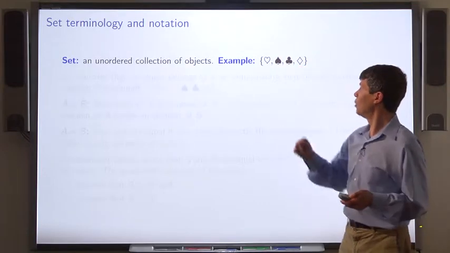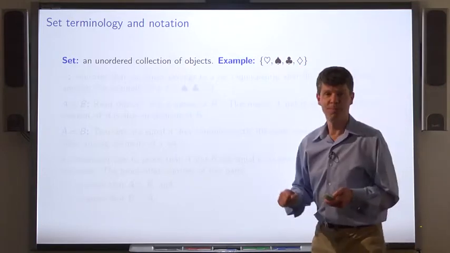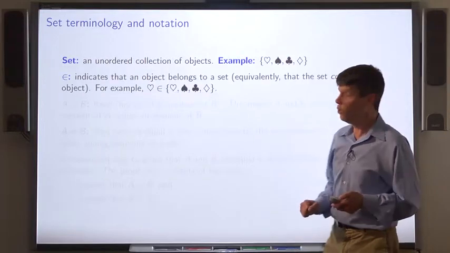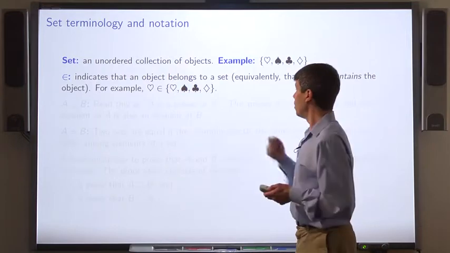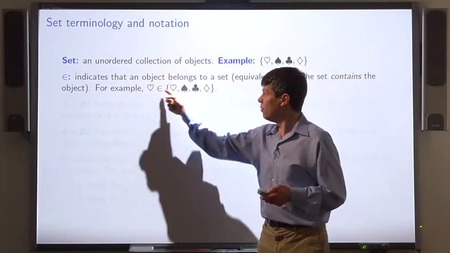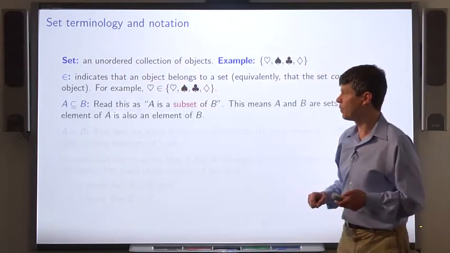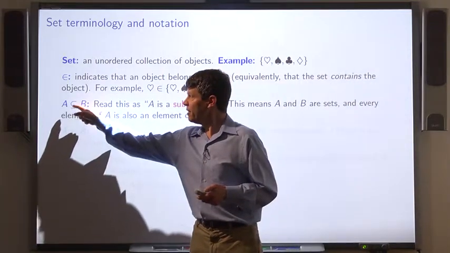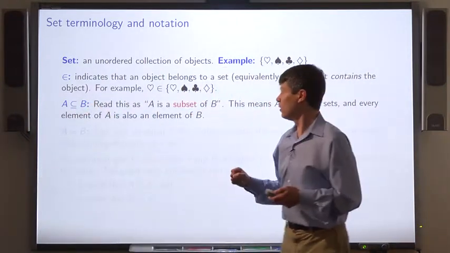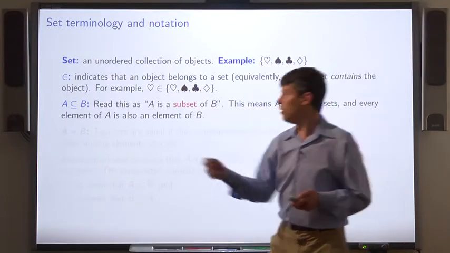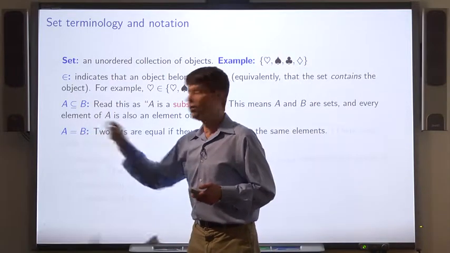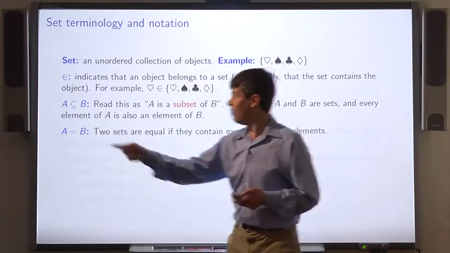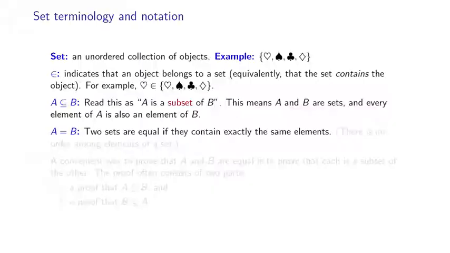So hearts, spades, clubs, and diamonds. The order doesn't matter. We use this symbol to mean that an element belongs to a set. So the heart belongs to this set. This means that A is a subset of B. What that means is that every element of the set A is also an element of B. And we say two sets are equal if every element of one is an element of the other. Remember, the order doesn't matter.